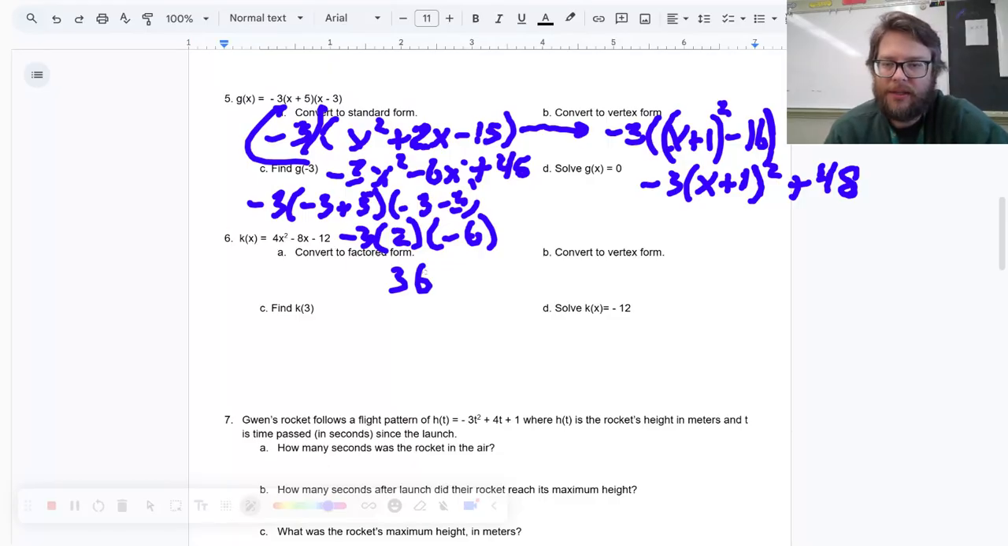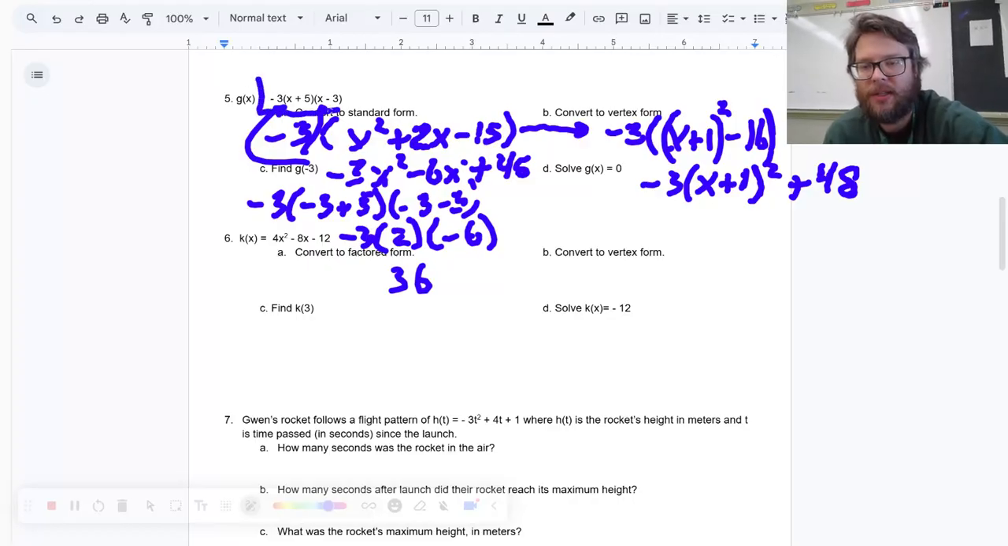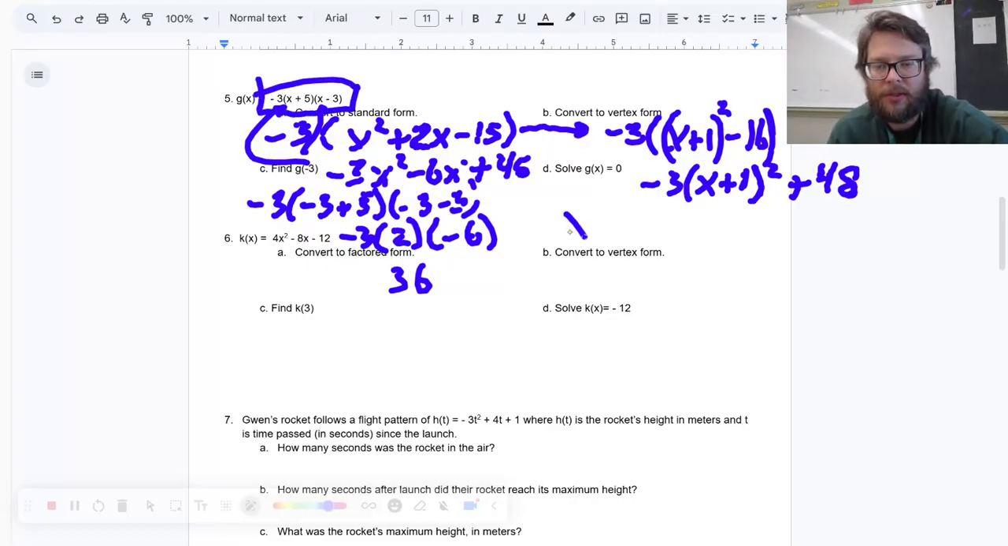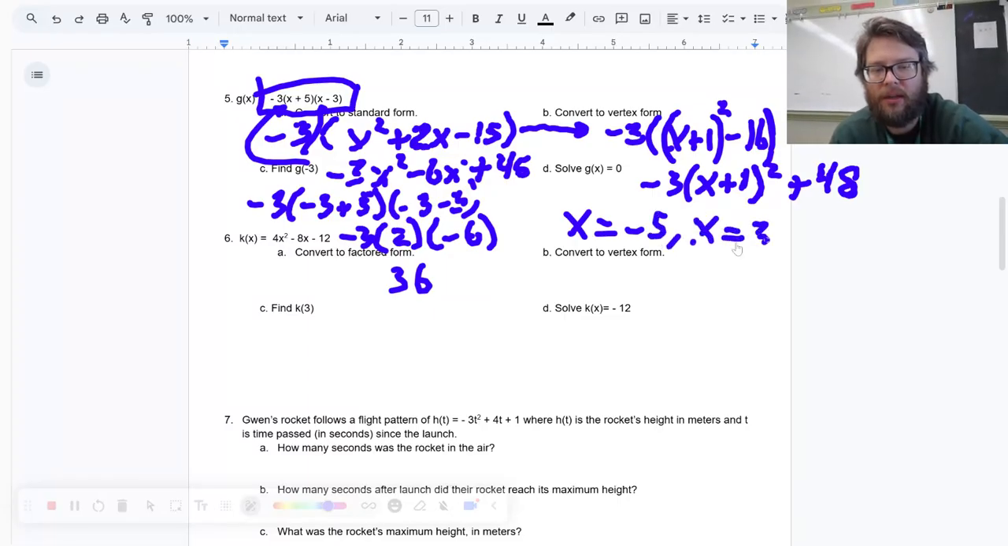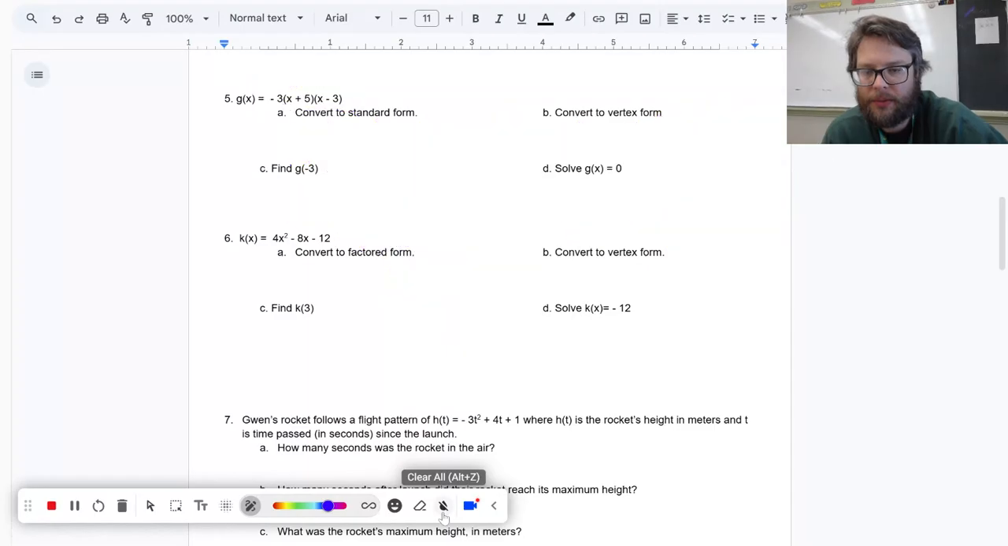Last one on this, g of x equals 0. Again, I'm going to use factored form. What makes this thing equal 0? Two answers. Negative 5, because negative 5 plus 5 is 0. And 3, because 3 minus 3 is 0. All right. Moving on to the next one here.